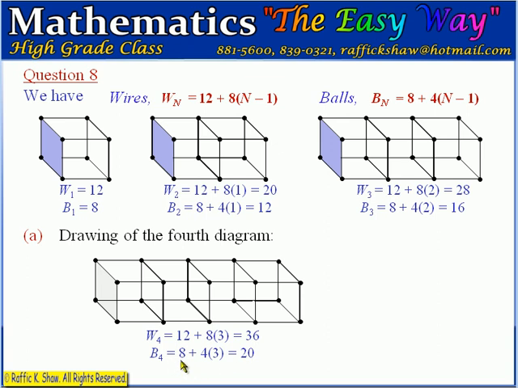And then for the number of balls is 8 plus 4 times 3. 3 is 1 less than the 4 here in the fourth diagram. And so the result is 20. Or again, we could do this calculation by simply adding 4 more balls to the number of balls in this third diagram. In any case, the number of wires in the fourth diagram is 36, and the number of balls in the fourth diagram is 20.